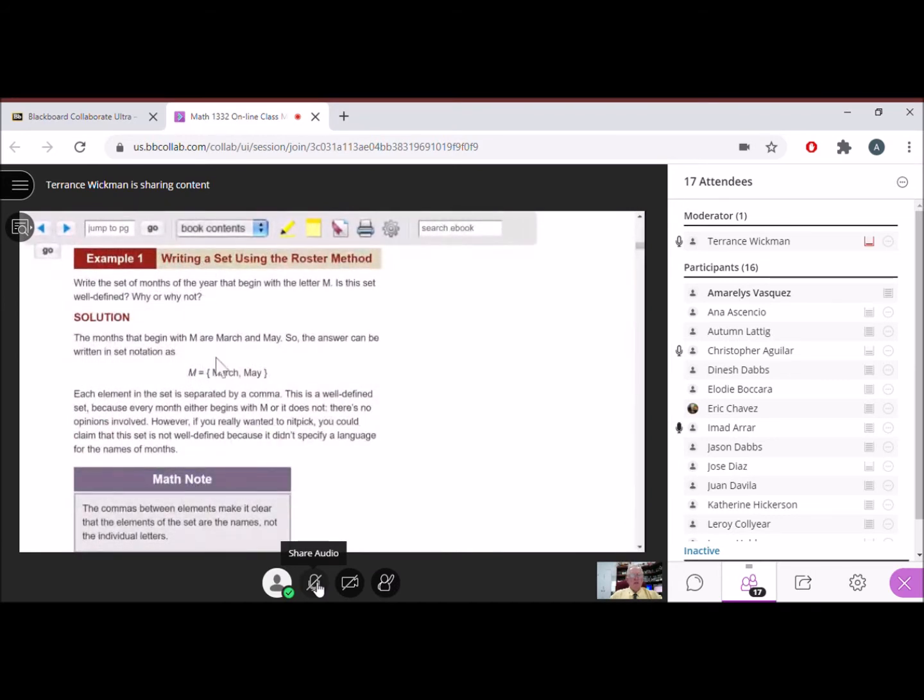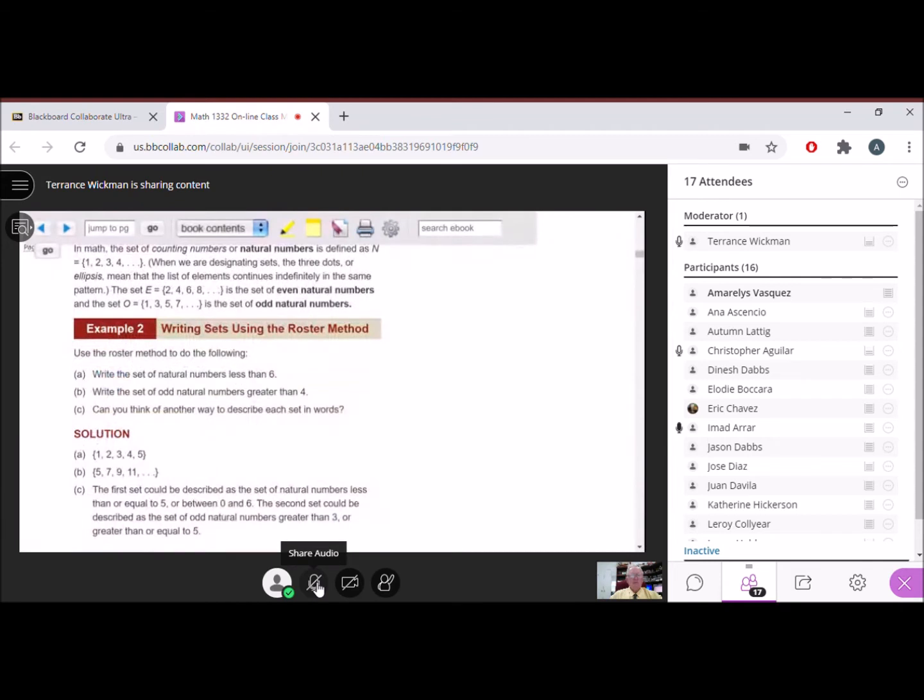Example 1. The months that begin with M. In the English language, they are March and May. The solution is separated by commas. The roster method. Write the set of natural numbers less than 6. The natural numbers do not include negative numbers. So it's 1, 2, 3, 4, 5 because it's less than 6.